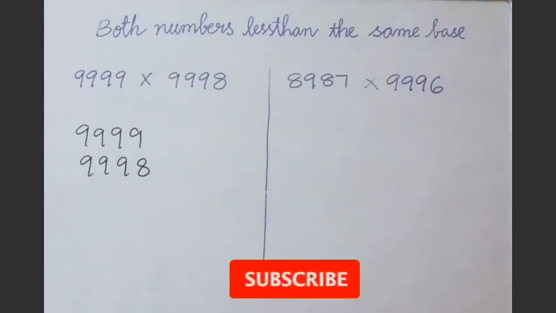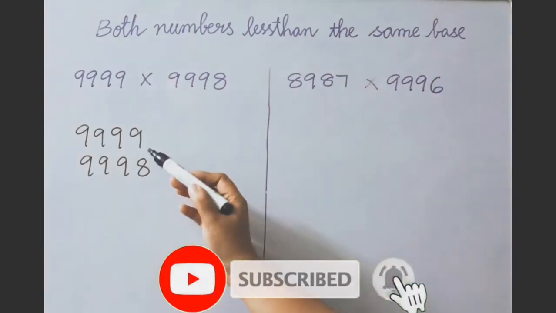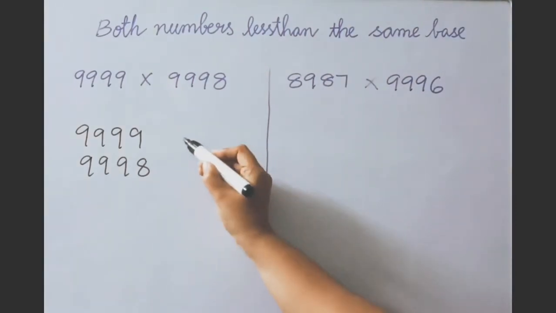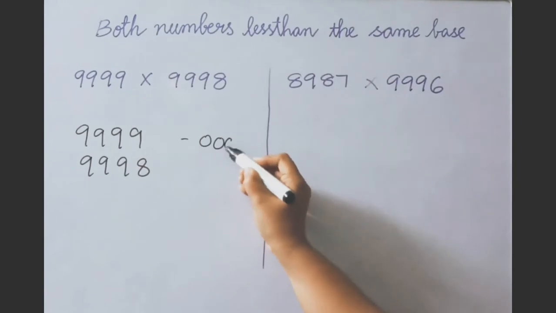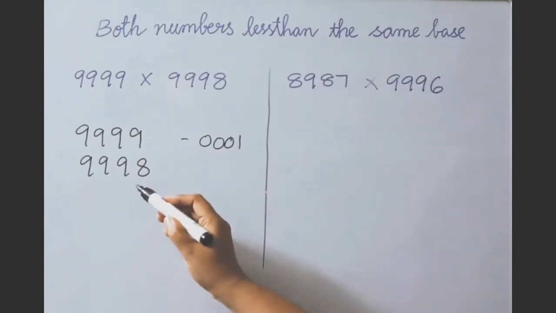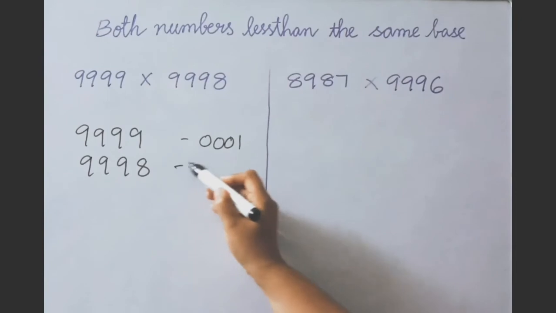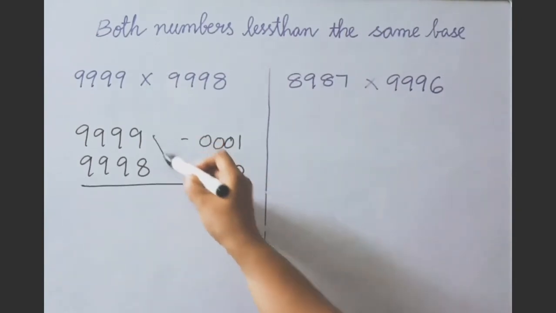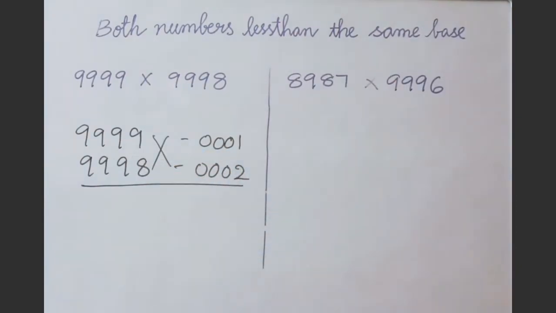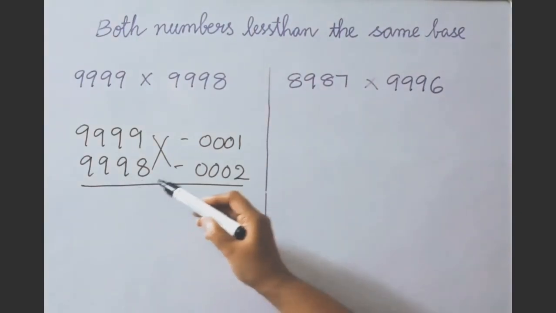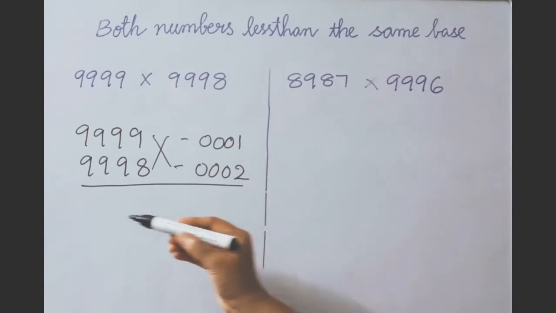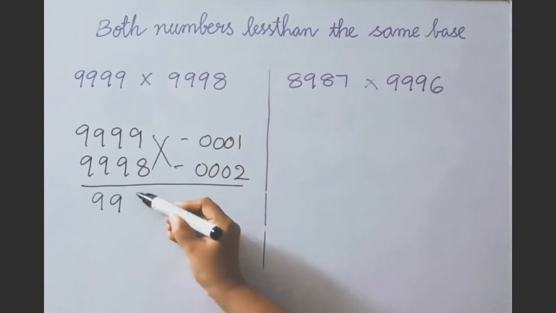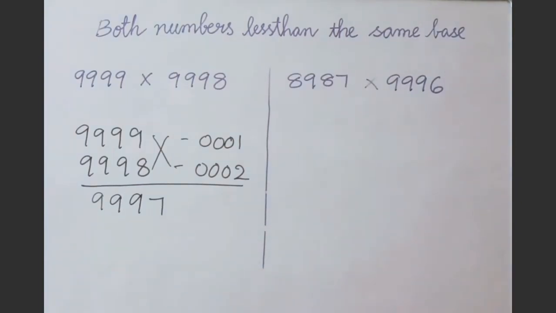Now check how much these numbers are below 10,000. 10,000 minus 9,999 is 1. Next, 10,000 minus 9,998 is 2. Our first step is cross subtraction. 9,999 minus 2 is 9,997, or 9,998 minus 1, then also the answer is 9,997. That is the first part of the answer.